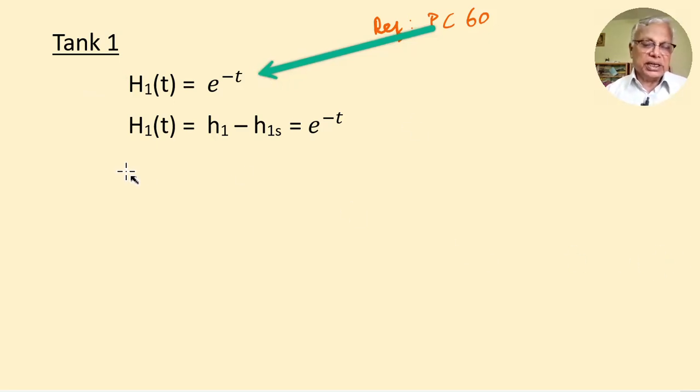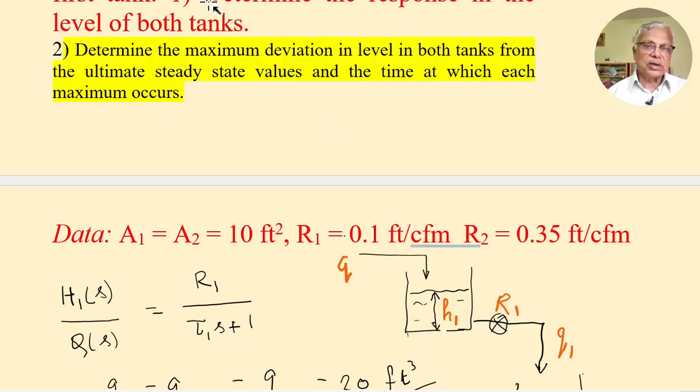Now what is H1(t)? H1(t) means H1 minus H1s. Now what is asked? The maximum deviation in level in both the tanks from the ultimate steady state values. Not just level; level was found earlier. Now what is asked is the maximum deviation in level in both tanks from the ultimate steady state values.